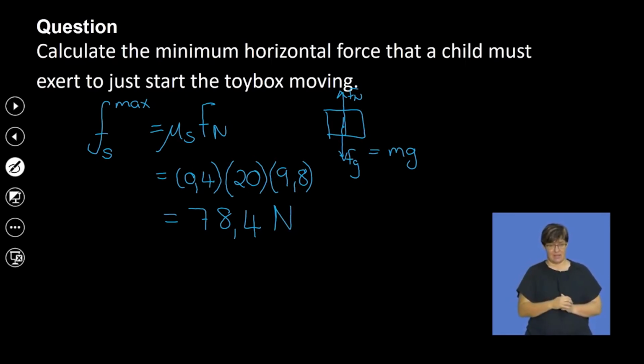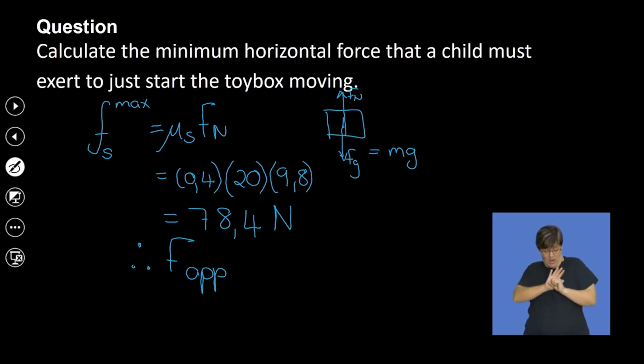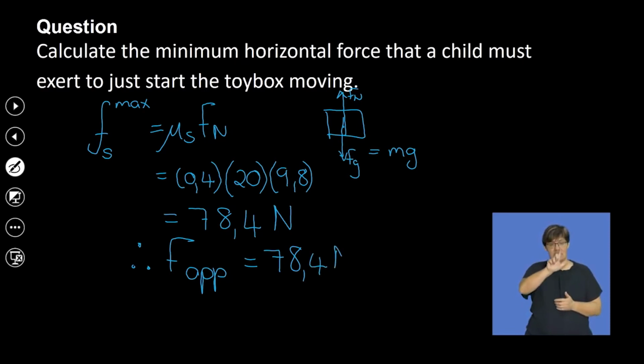what we've calculated is static friction. The question wanted the minimum horizontal force. So that's the applied force. So now we have to answer the question. That means that the applied force from the boy, if applied, is going to be 78.4 newtons.